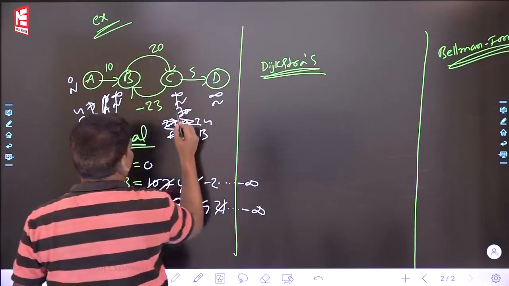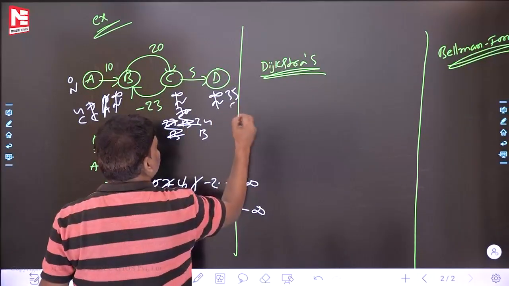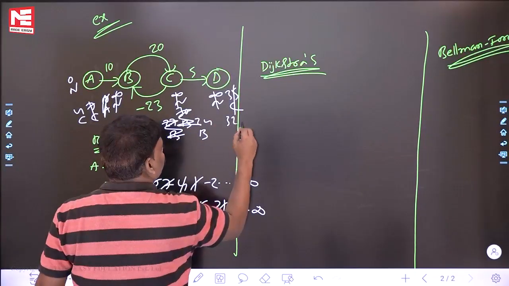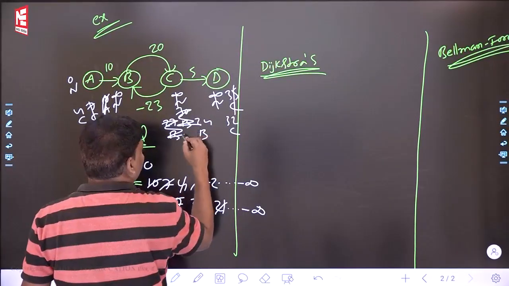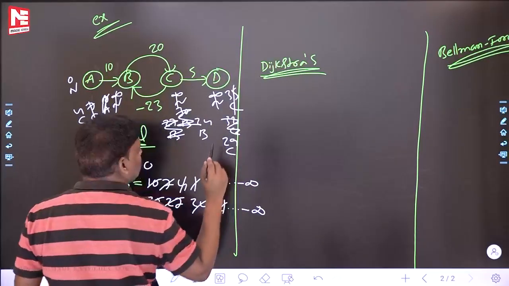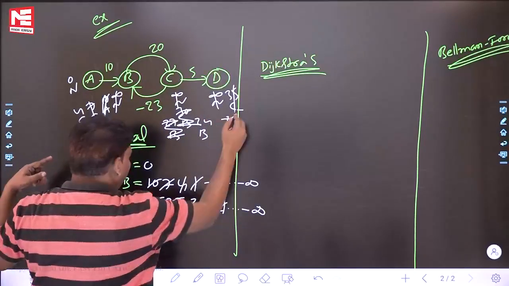Can you help me now? First time, what is it? 30. 30 plus 5 became 35, from C. Second time, 27 plus 5. What is the answer? 32, from C. Next one, one more time. 24 plus 5, 29. Right? I think C is also decreasing. I think E will also become minus infinite.